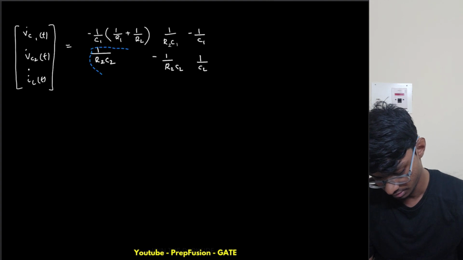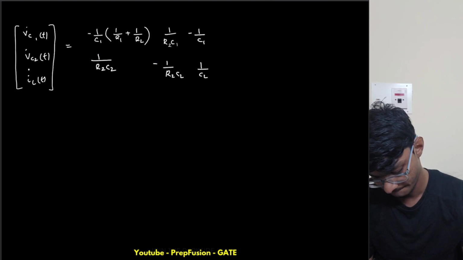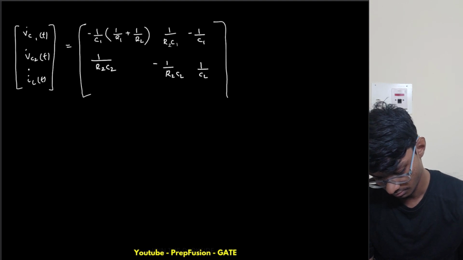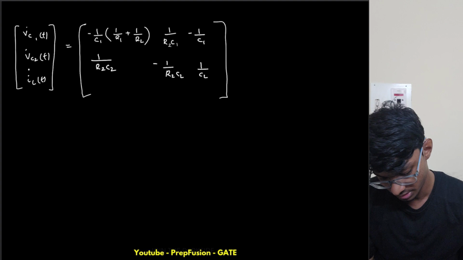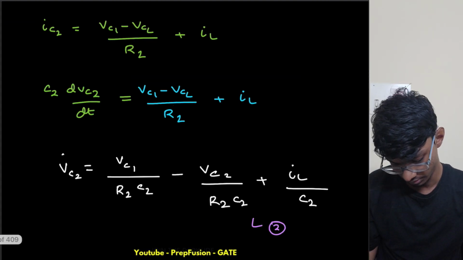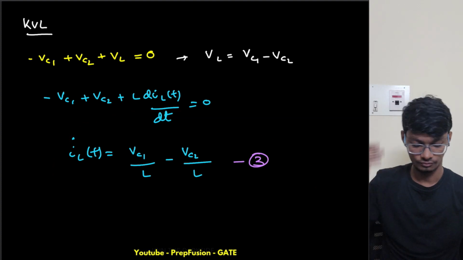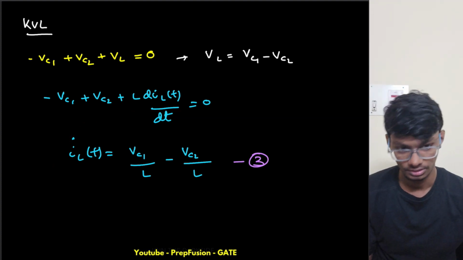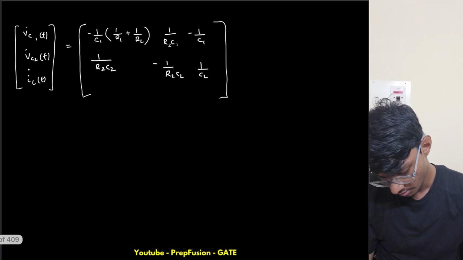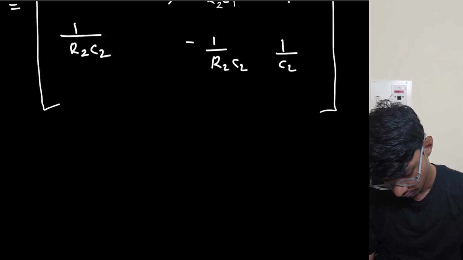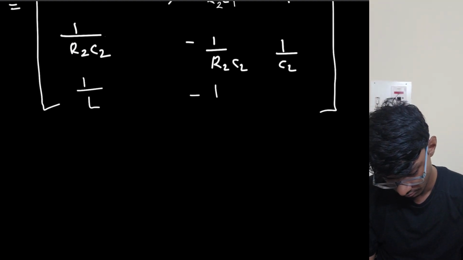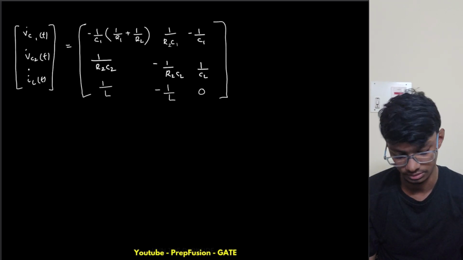So let me bring this a bit down. And what will this become? Third equation was simple only, right? Third equation was this one. This is 1 by L, minus 1 by L, right? And 0. And 0, right?